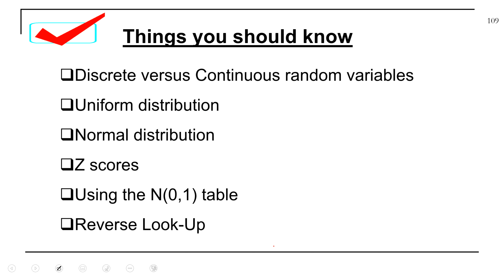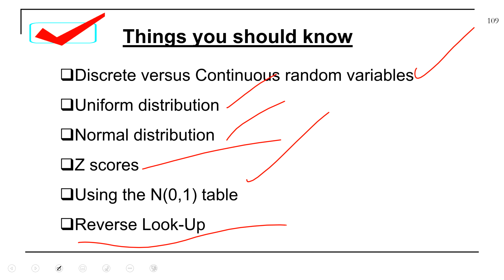So things you want to know about the normal: know the difference between discrete and continuous random variables. Uniform is just a simple example of what a continuous random variable looks like. You know your normal distribution, you know what z-scores are. It's a way to standardize and use a table, an accumulated table of probabilities for the normal. The normal 0, 1 table goes with z-scores, and you know how to do qnorm for reverse lookup.